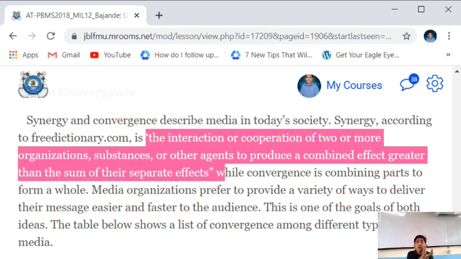For example, ABS-CBN acquired or established other businesses. The ABS-CBN network focuses on film and broadcast, but it also acquired, for example, a radio channel. In that manner, television and radio were combined, and there is synergy. And then it also acquired another, what do we call this?